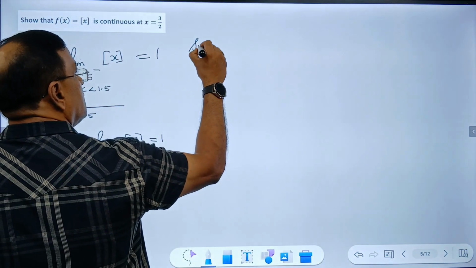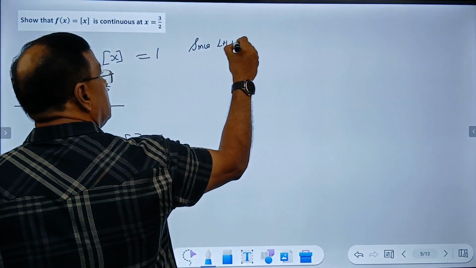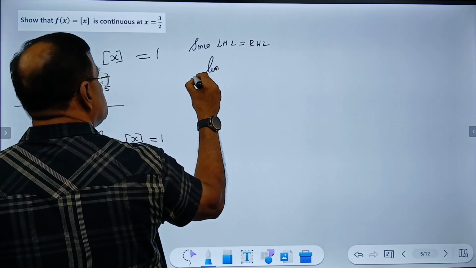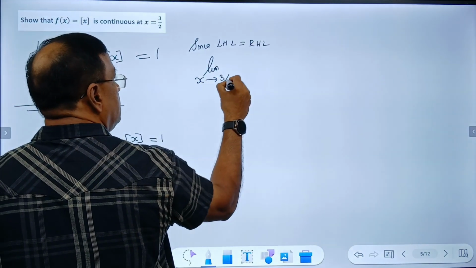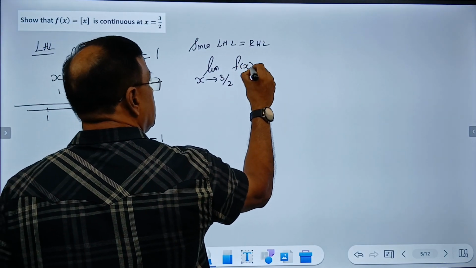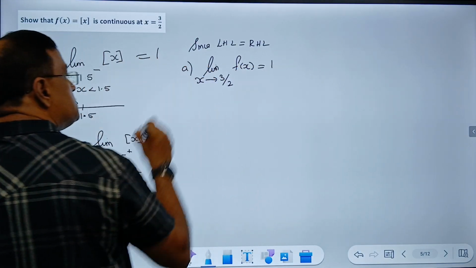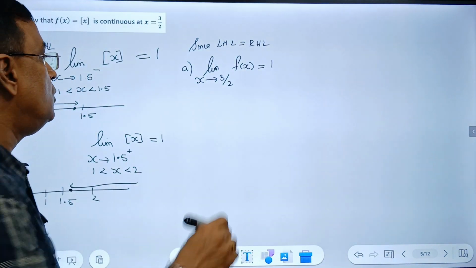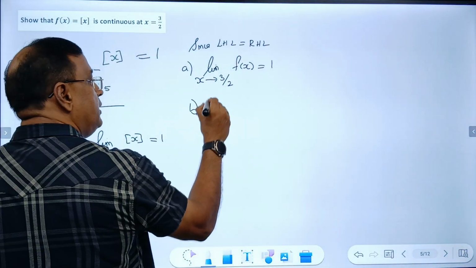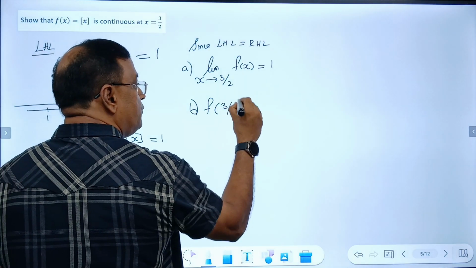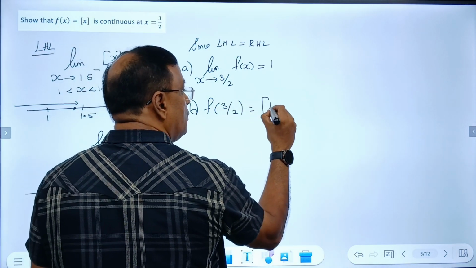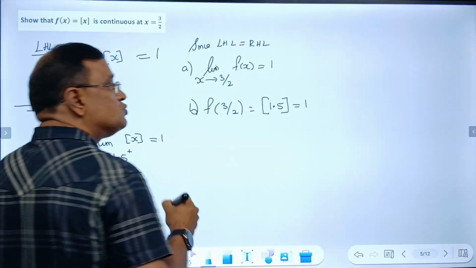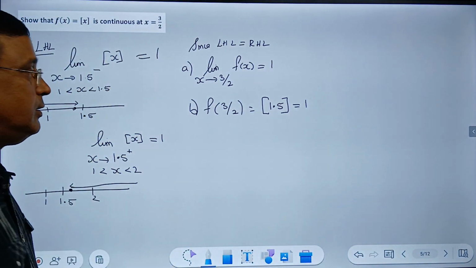Since LHL equals RHL, what do you say? Limit x approaches 3 by 2, f of x exists, and it is equal to 1. Just because the limit exists, can I say the function is continuous? Definitely no. What I need to verify is f of 3 by 2. The greatest integer value of 1.5 is 1. So f of 3 by 2 is also 1.